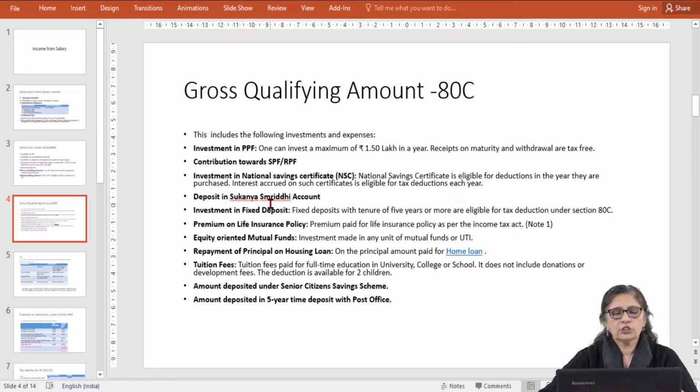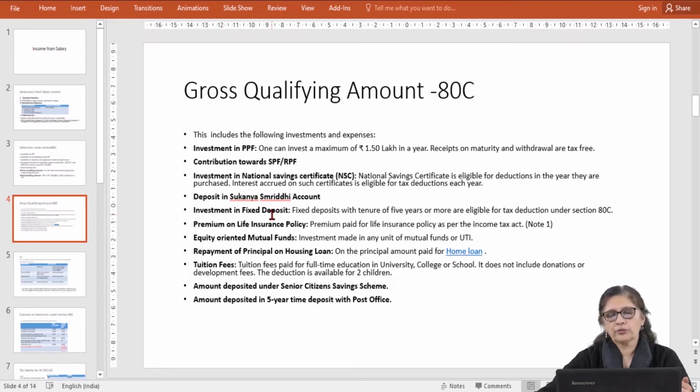Then deposit in Sukanya Samriddhi account. This benefit is available only for a girl child. So, if the assessee has a girl child, he can open a Sukanya Samriddhi account and deposit 1,50,000 in it. And together with other investments, this also qualifies for deduction under 80C.